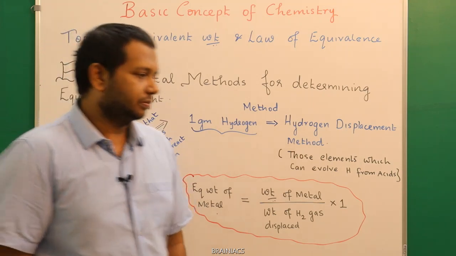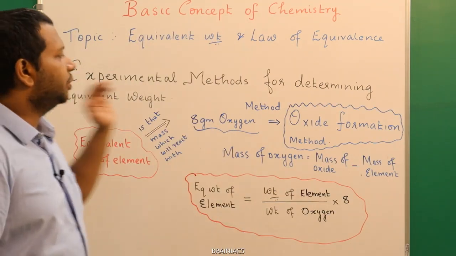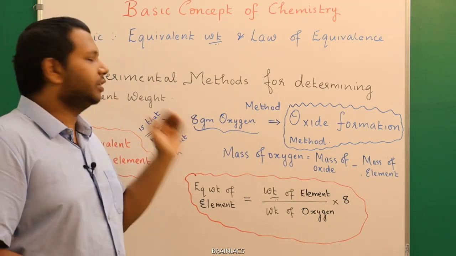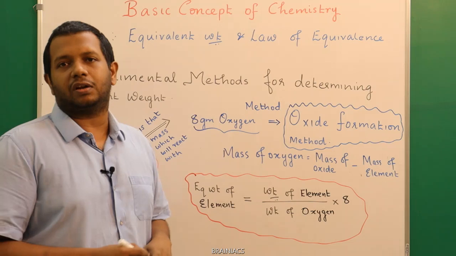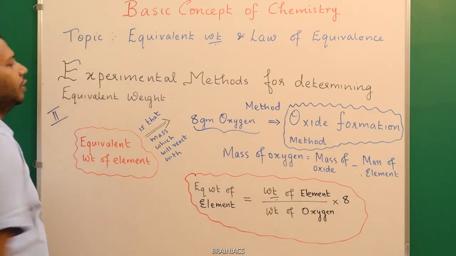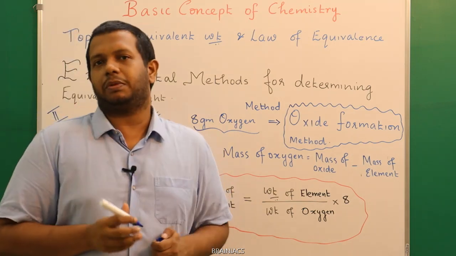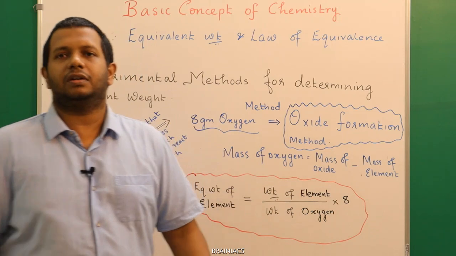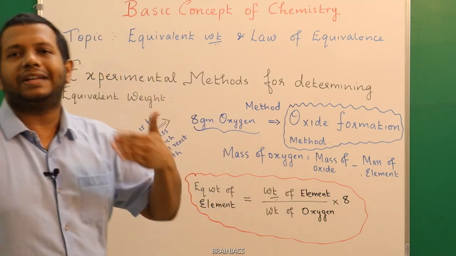Very simple. Hi students, so next we are going to define the experimental methods for determining the equivalent weight. Second method we are going to say. Okay, so this is the second method. First method we already told, that is hydrogen displacement method. So in the second method the name is oxide formation method. So very simple. So first I will tell the idea.